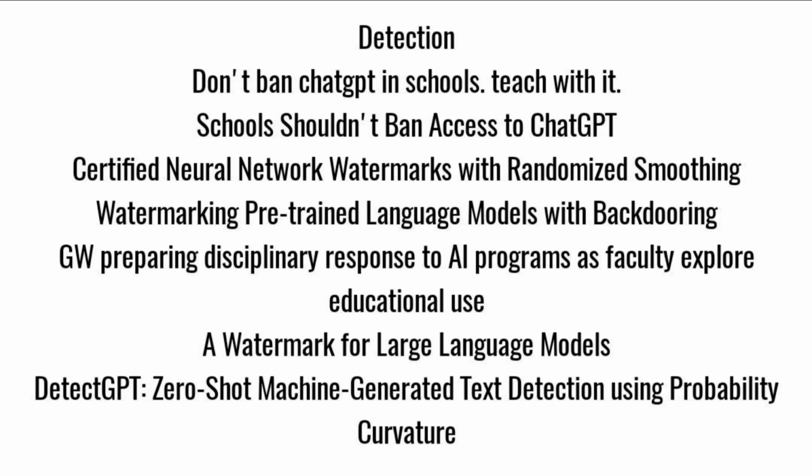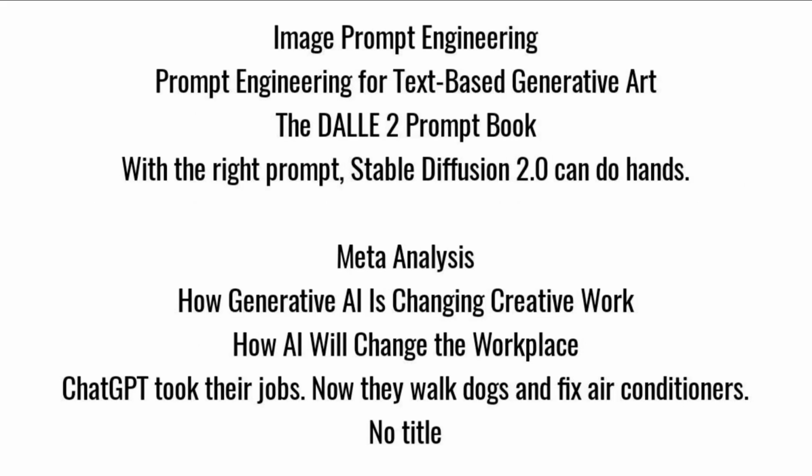GW preparing disciplinary response to AI programs as faculty explore educational use. A watermark for large language models. DetectGPT, zero-shot machine-generated text detection using probability curvature. Image prompt engineering. Prompt engineering for text-based generative art. The DALL-E 2 prompt book. With the right prompt, Stable Diffusion 2.0 can do hands.